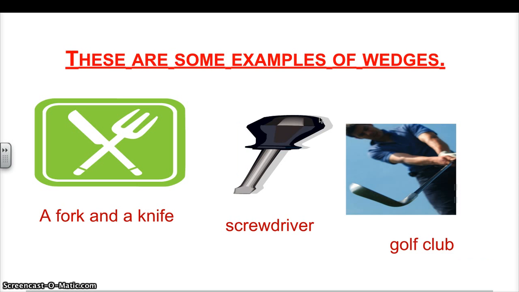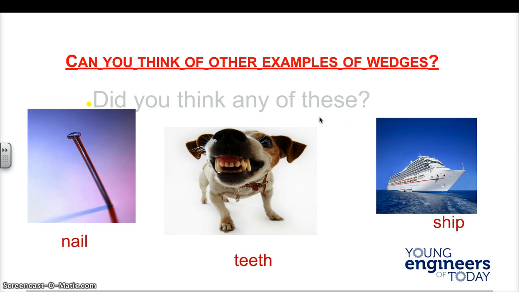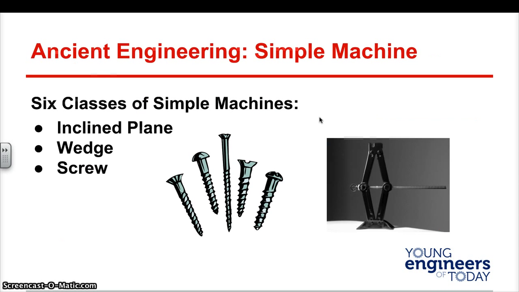Okay. Some other examples of wedges are fork and knife, screwdriver, golf club, and other ones that we come in contact with all the time: nails, teeth. Nail goes through wood, teeth go through food, a ship cuts through water.